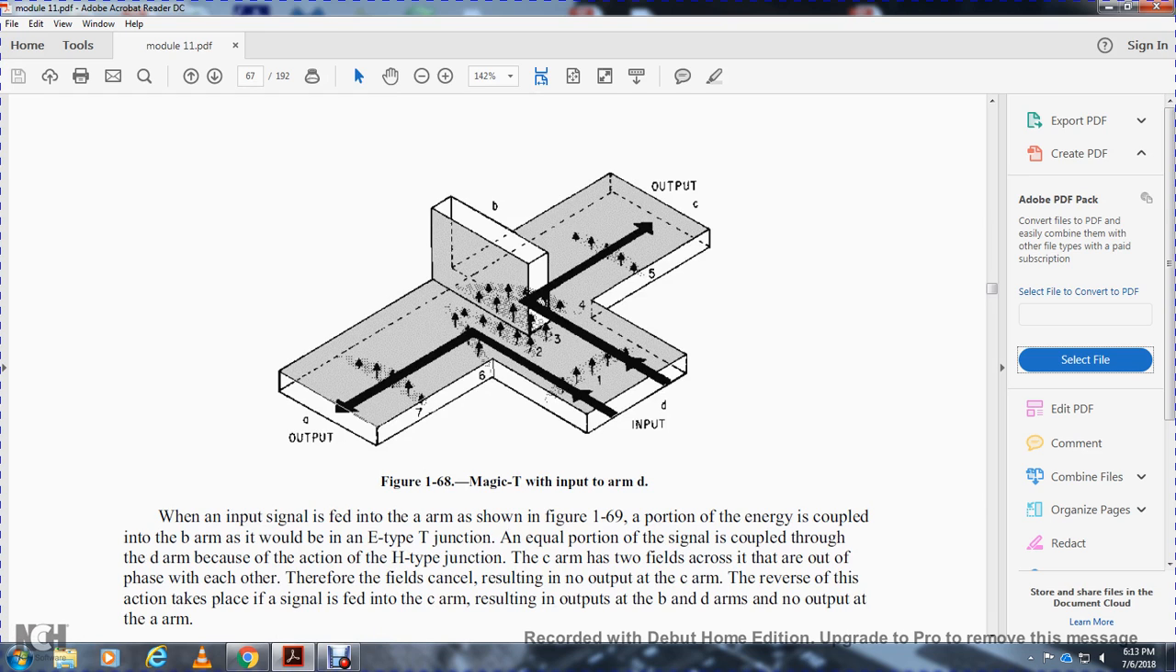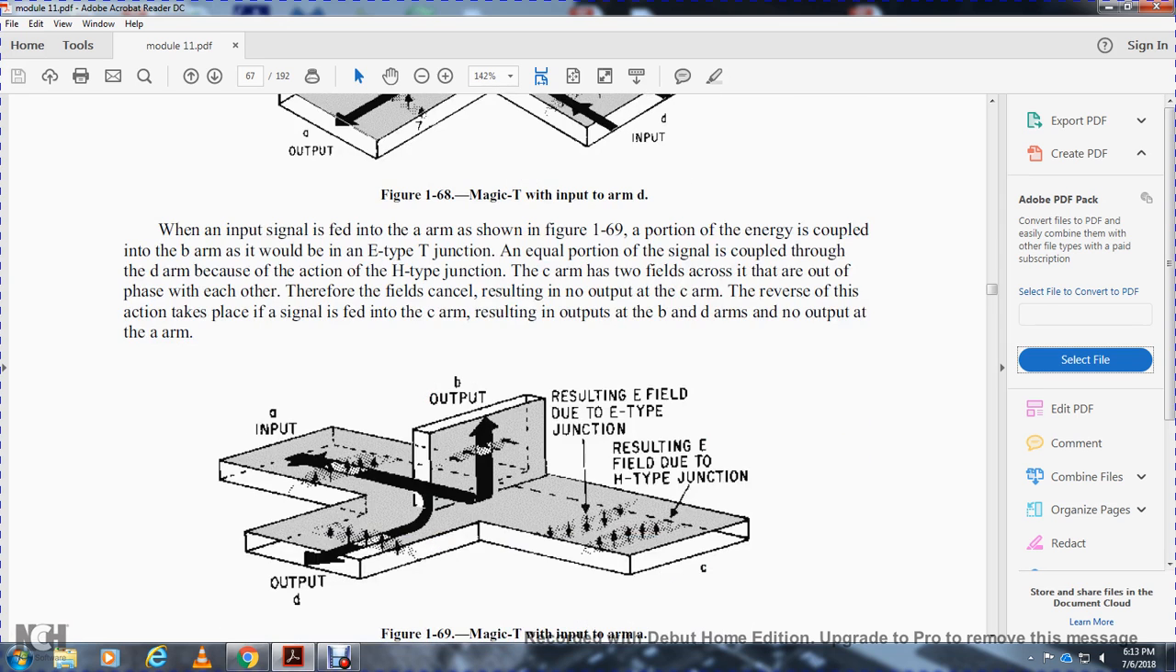When the input signal is fed to the A arm as shown in Figure 169, a portion of the energy is coupled into the B arm, as in the E-type T junction, and an equal portion is coupled through the D arm, as in the H-type junction. In the C arm, the two fields are out of phase with each other. Therefore, the fields cancel, resulting in no output at the C arm. The reverse action takes place in the other arm. A signal fed to the C arm results in outputs at the B and D arms, and no output at the A arm. Figure 169 shows the Magic T input at arm A.